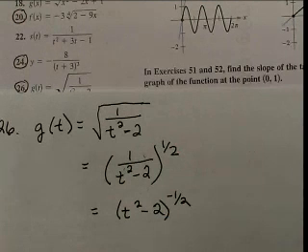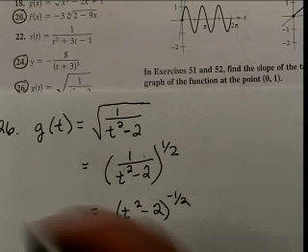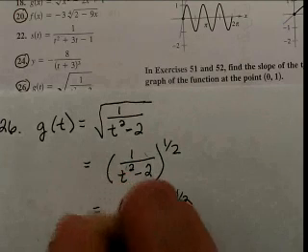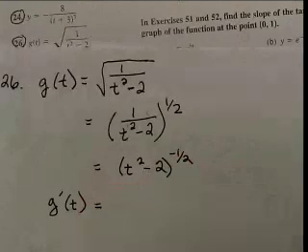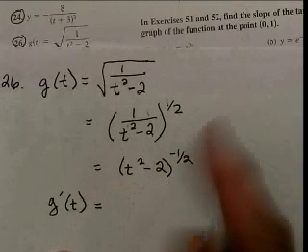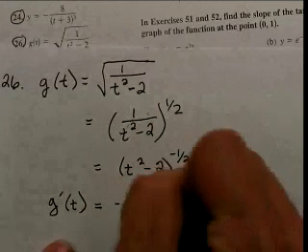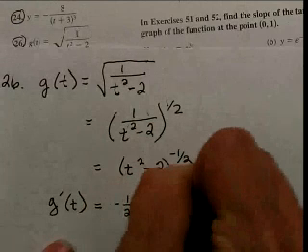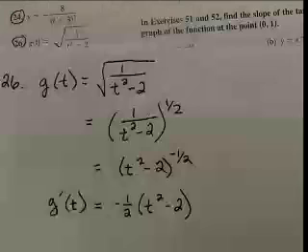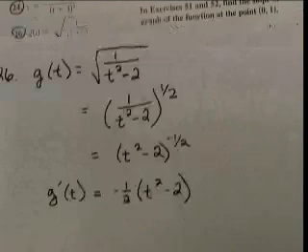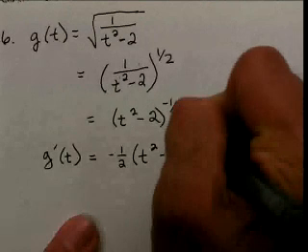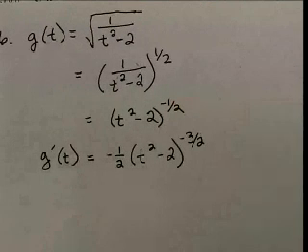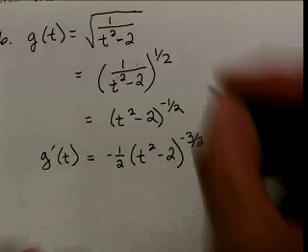I haven't done any calculus. I've just rewritten the problem. And now the derivative. This is ugly to the -1/2. Derivative of ugly to the -1/2 is 1/2, -1/2. Same old ugly to the what? -1/2 minus 1 is -3/2. And then what? Derivative of the ugly would be 2t.